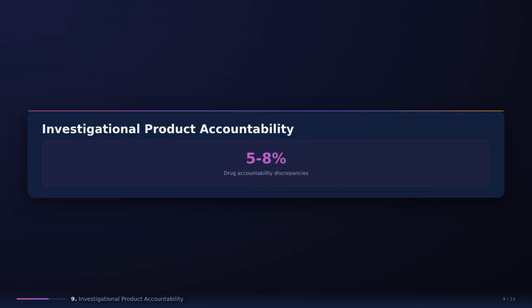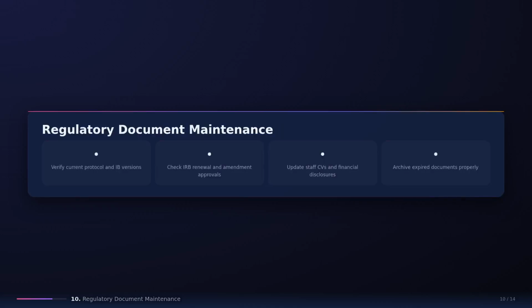Reconciliation between product dispensed, product returned, and product destroyed must remain balanced. Discrepancies must be investigated and resolved promptly, as drug accountability is one of the most closely scrutinized areas during regulatory inspections. The investigator site file is a living document that requires continuous maintenance throughout the study.